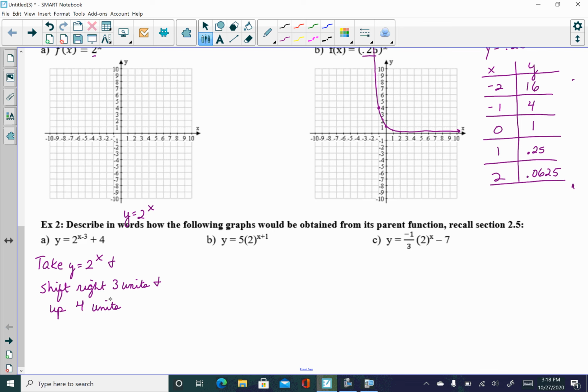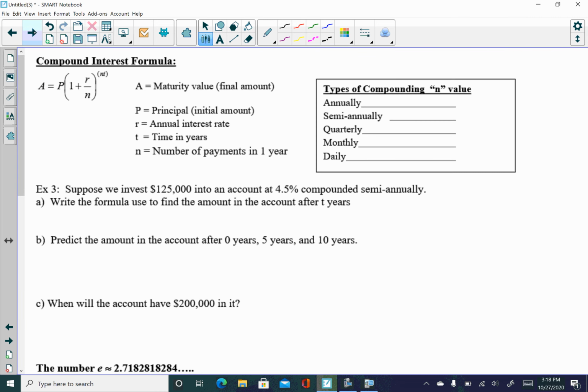Okay? And then I'm going to let you try B and C. I think it would be a good exercise for you to go back and review that 2.5 section and take a look. And if you get stuck, you can look at the solution key there. All right, I'm going to flip it on over.